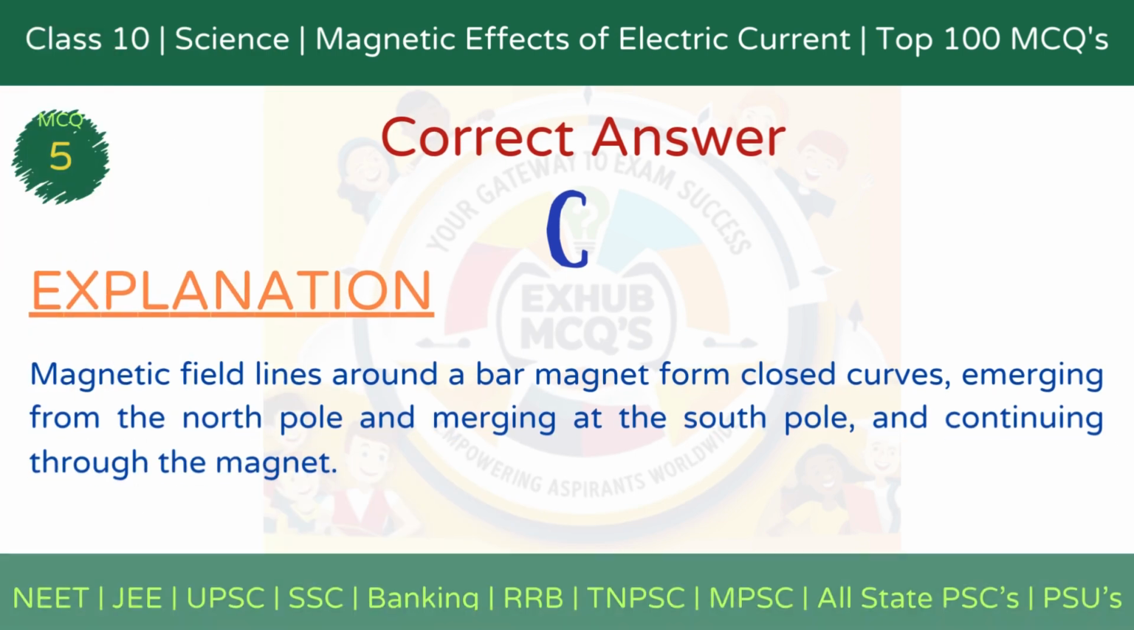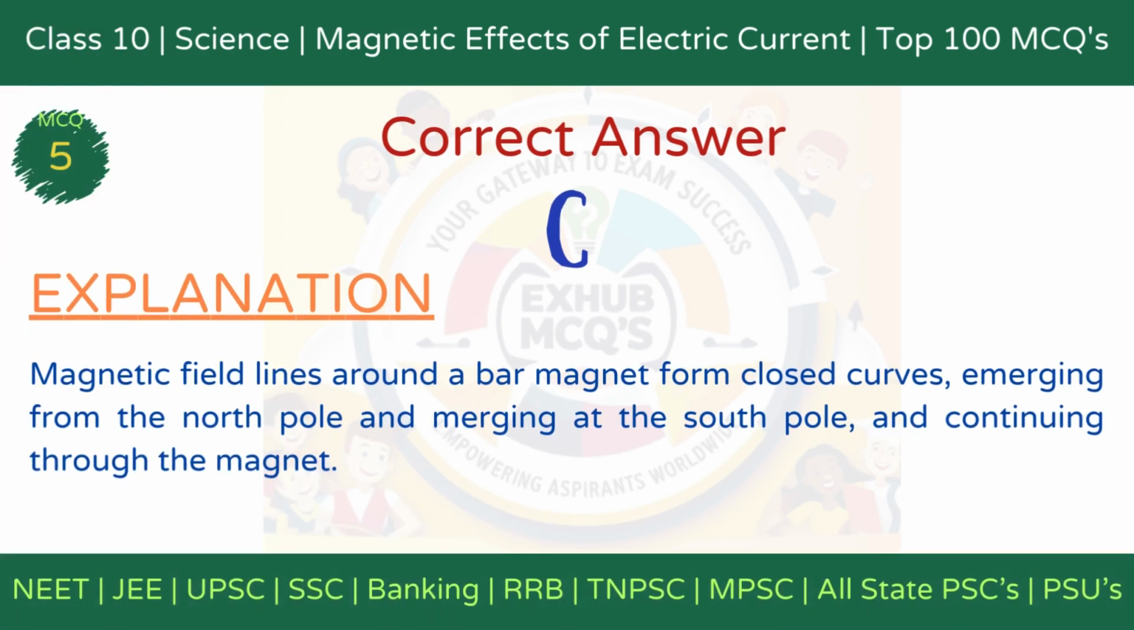The correct answer is option C. Closed curves. Explanation. Magnetic field lines around a bar magnet form closed curves, emerging from the North Pole and merging at the South Pole and continuing through the magnet.